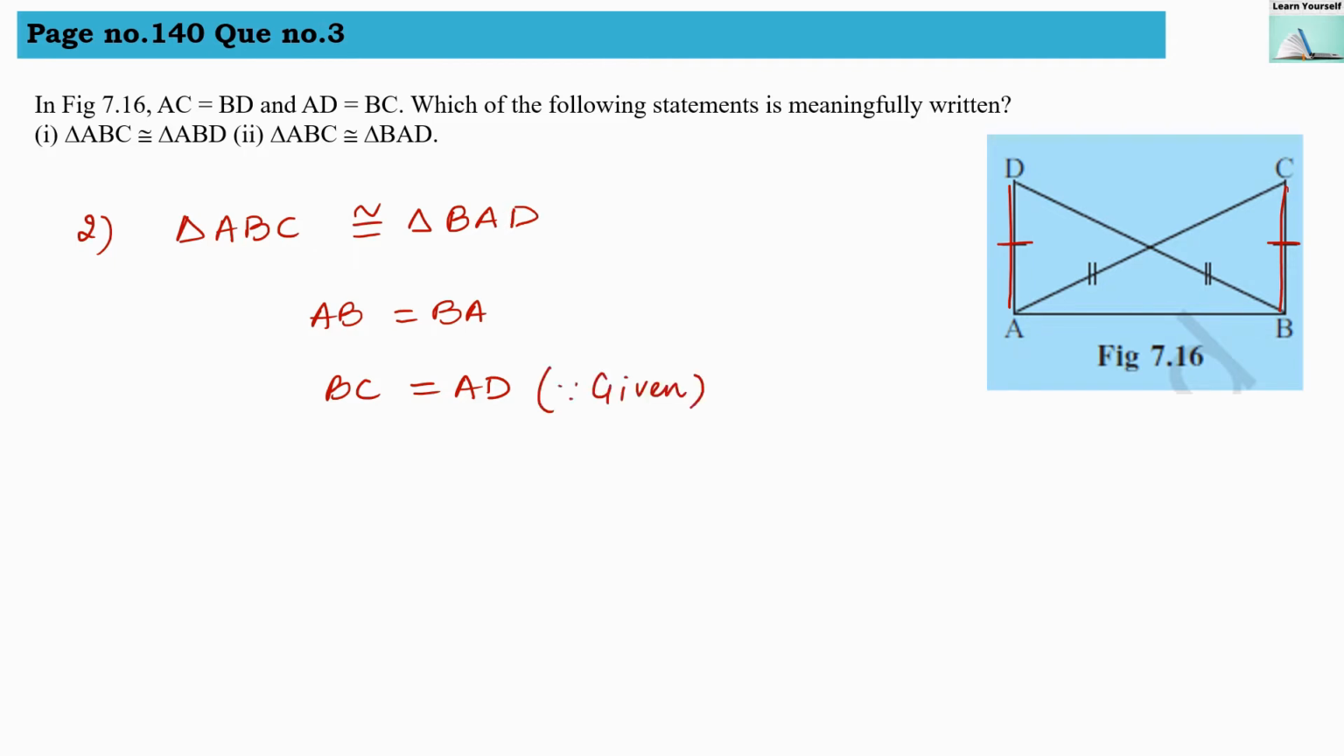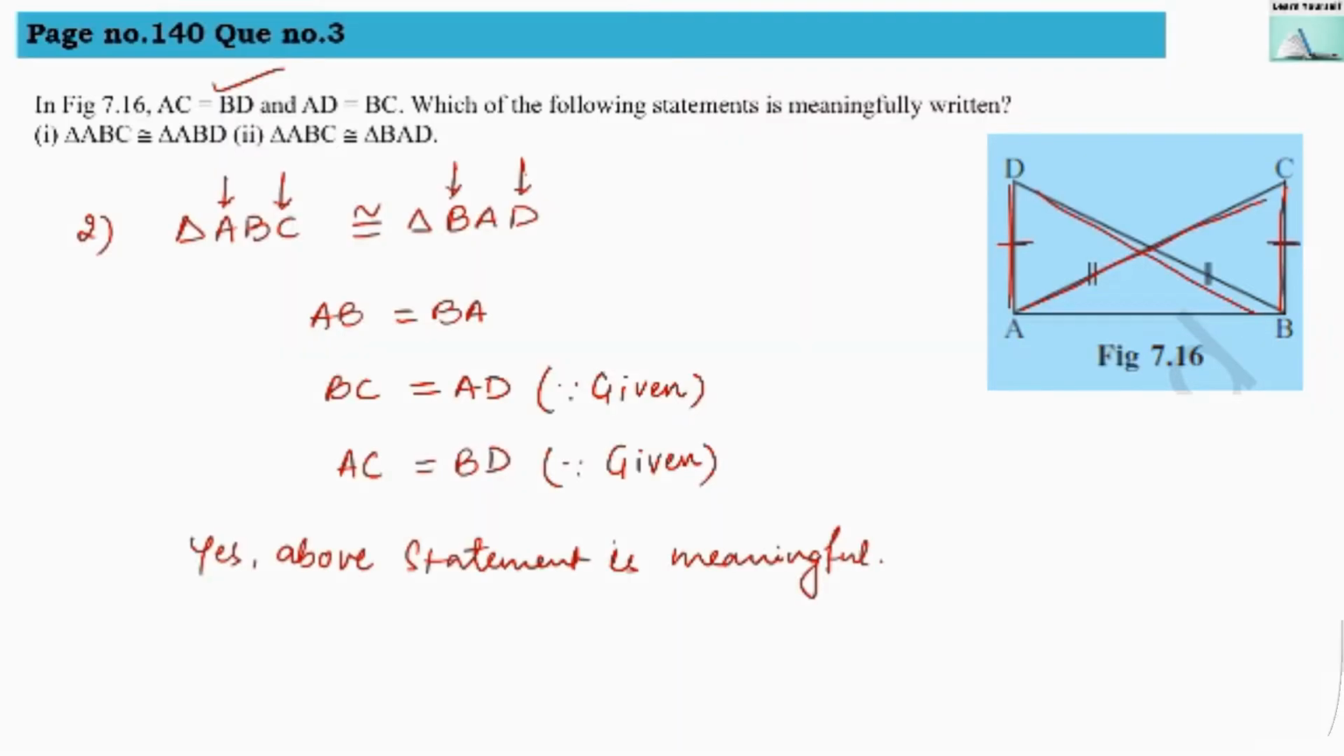Now the third congruency is AC is equal to BD. Let us check in the figure. So AC is equal to BD. Yes, it is also given in the question that AC equals BD. So it is given. So yes, all the three criteria are fulfilled here. So this statement is meaningful.